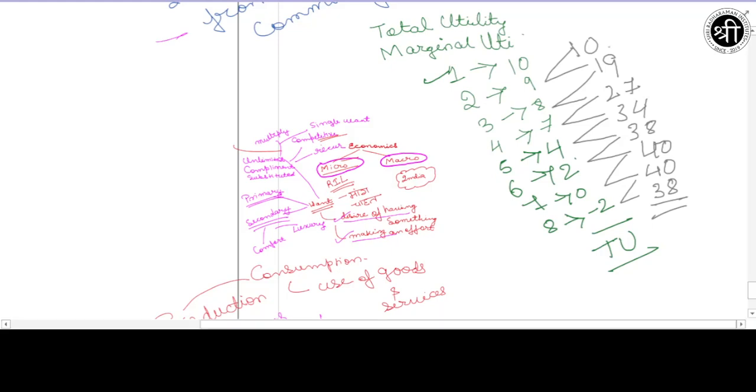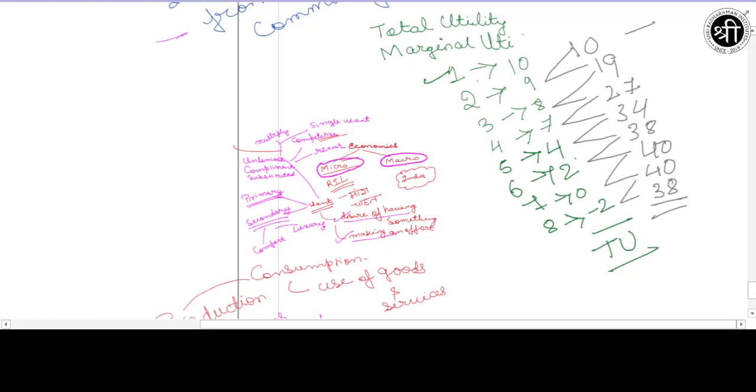Like here you were at 10, so since this is the first one, you won't get any kind of marginal utility. Why? Because marginal utility means leaving behind the previous one, when you consumed one extra unit, how much utility did you get? Since it was the first one, you had not consumed any extra unit before this, so here we cannot say any kind of marginal utility.